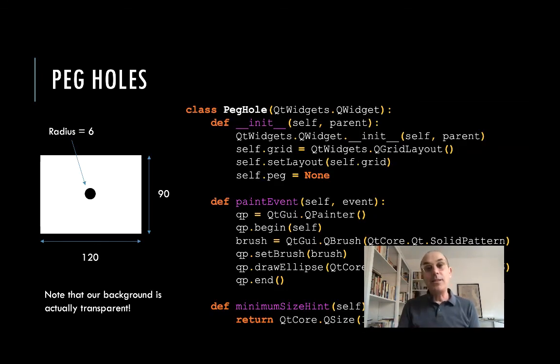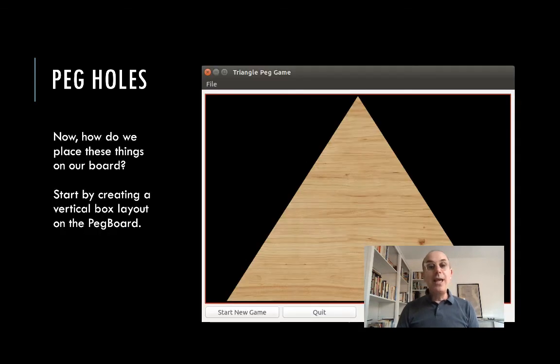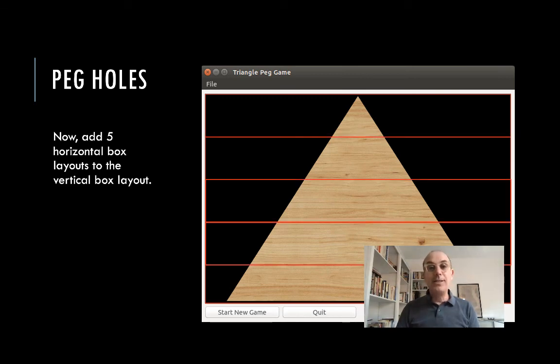So the class PegHole, and we will define it. We will also define the event handlers, and we will also define the minimum size hint, which is also part of it. So the idea here is that now we can place those things on the board, starting with creating a vertical box layout on the board itself.